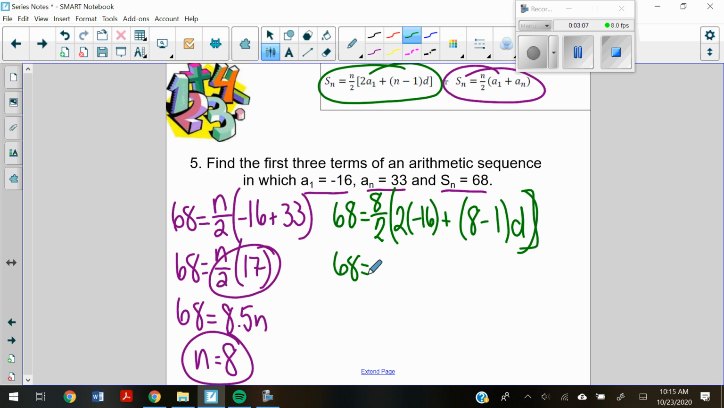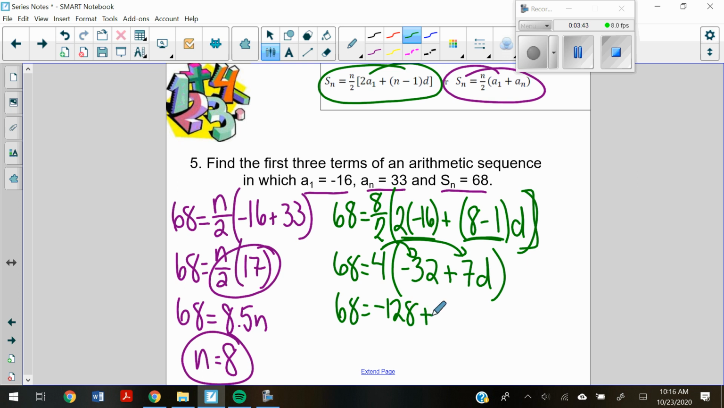68, we can simplify 8 divided by 2. We get 4. 2 times negative 16, we get negative 32, plus 8 minus 1 gives us a 7d. All right, so what's your gut instinct with the next step on this? Yeah, we want to distribute in that 4, so distribute. Good. All right, so I'm going to take my negative 32, so grab your calculator and times it by 4. And you get negative 128. Plus, and then 4 times 7 gives me 28d.